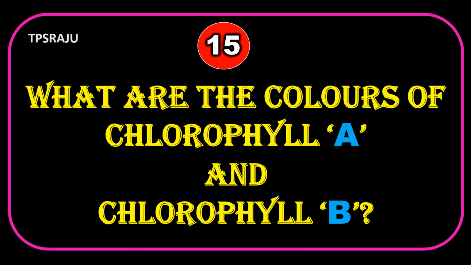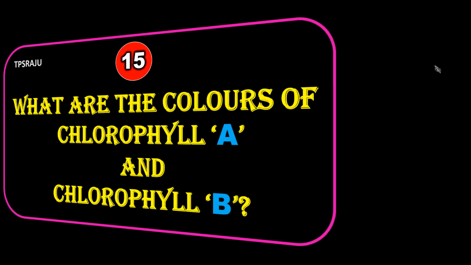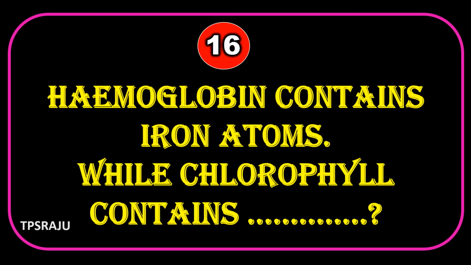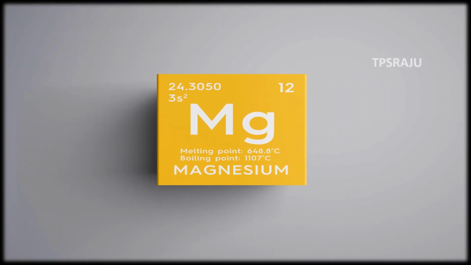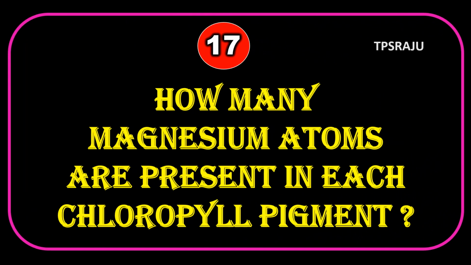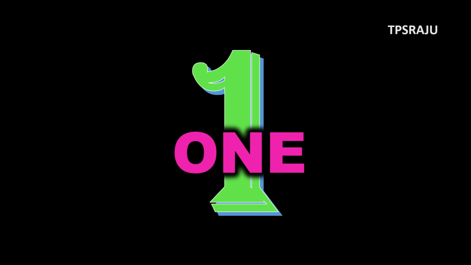What are the colors of chlorophyll A and chlorophyll B? Chlorophyll A, blue-green in color. Chlorophyll B, yellow-green in color. Hemoglobin contains iron atoms, while chlorophyll contains magnesium atoms. How many magnesium atoms are present in each chlorophyll pigment? Only one.